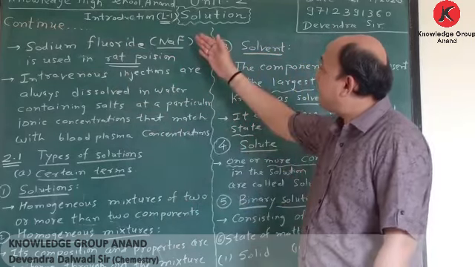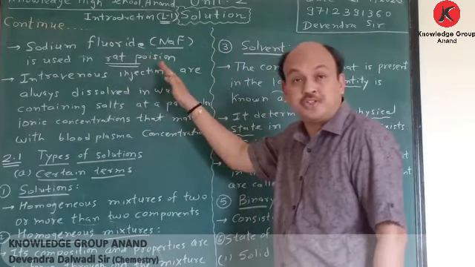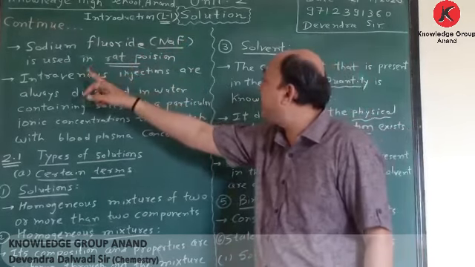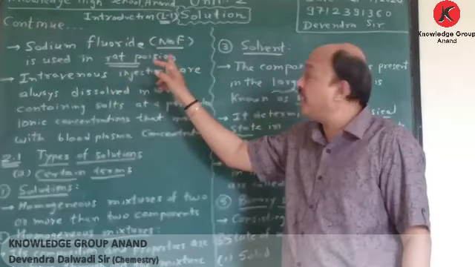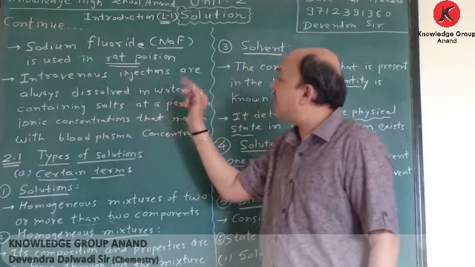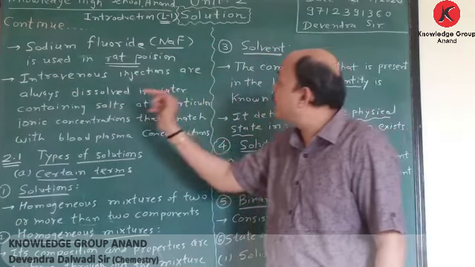Sodium fluoride, formula NaF, is used in rat poison. Remember sodium fluoride, remember this name, it is very important. It is used in rat poison. Now the next topic is intravenous injections.